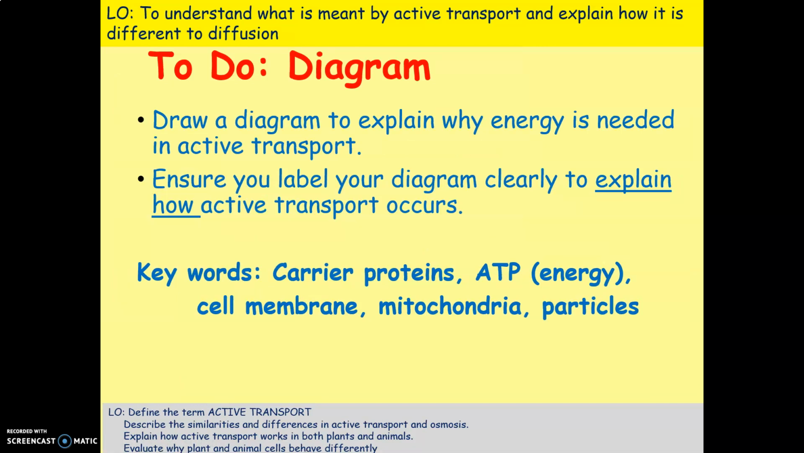Task to complete. You draw a diagram to explain why energy is needed in active transport. So to ensure the question is answered properly, you should label your diagram clearly to explain how active transport occurs. The keywords to use include carrier proteins, ATP, that's energy, cell membrane, mitochondria, and particles.